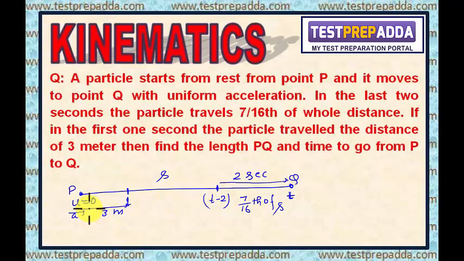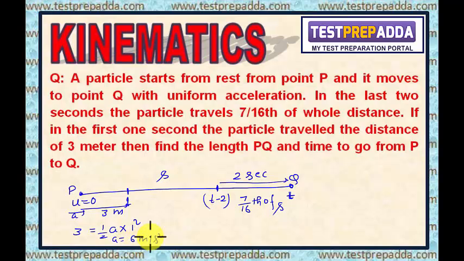So what will we do here? First, look at the motion of the particle in first 1 second. I'll use equation of motion. S is equal to ut plus half at square. I'll write u as 0. And this distance traveled is given as 3. So I'll write 3 is equal to half a t square will be 1 square because it is 1 second. So from here I'll get the value of a as 6 meter per second square.